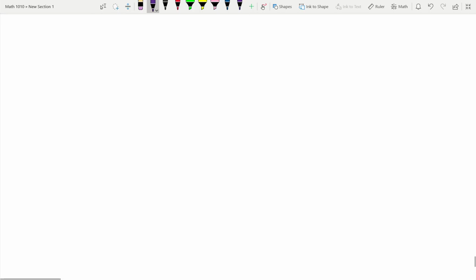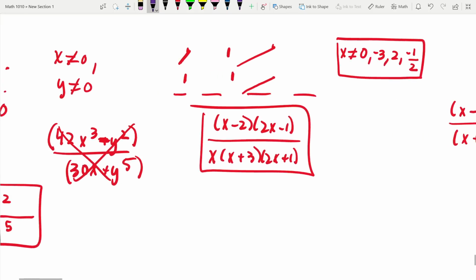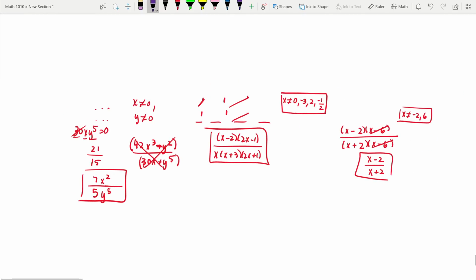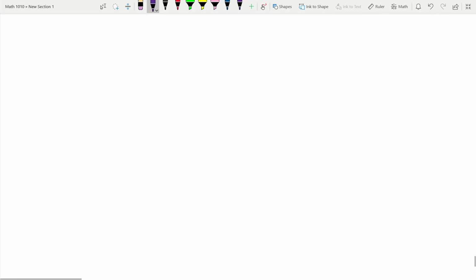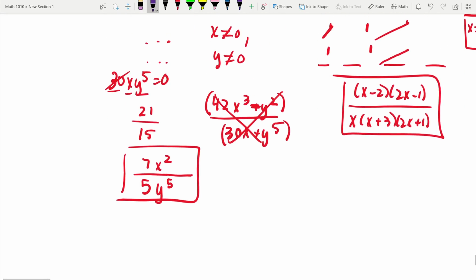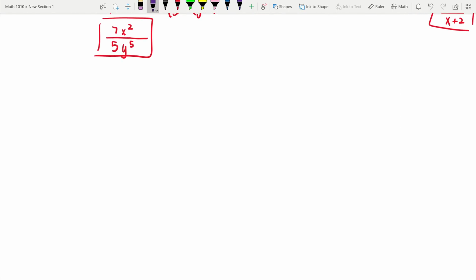Alright, maybe if I can get this thing to load. Okay, I think what I'm going to do, instead of starting to re-record, I'm just going to write the problem down. So you can look at your workbook and you've got the problems right there, and I'm going to write it because I don't want to have to start re-recording.